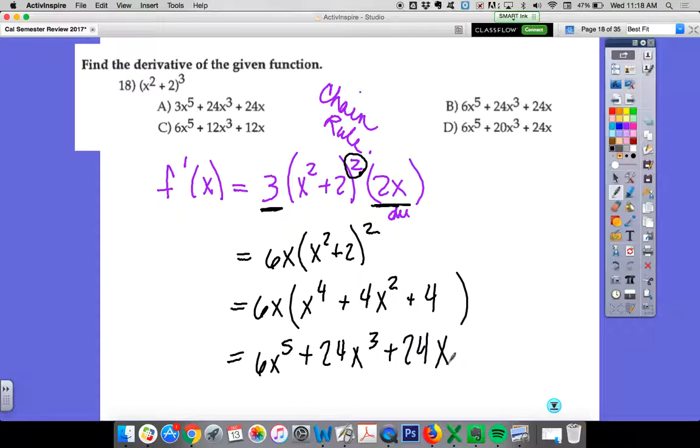So it's not this one, it's not this one, and it's not this one, so it's got to be B. I'm all about some process of elimination.